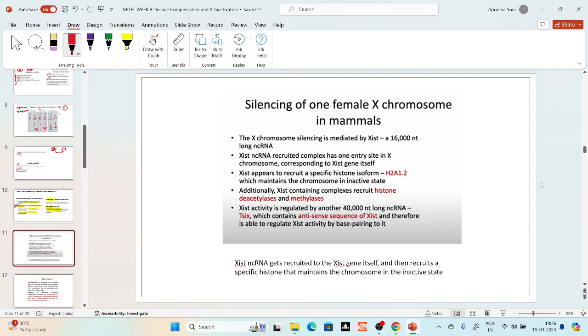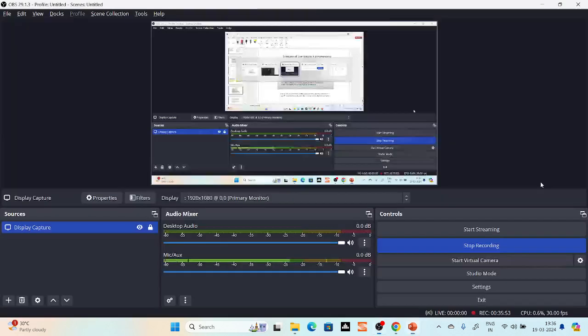Here comes the role of RNAs. Ultimately, what we are studying is RNA biology. We are not studying cellular physiology here. So now comes how we can relate X chromosome inactivation and dosage compensation with RNAs. The point is that X chromosome inactivation takes place with the help of a non-coding RNA, specifically a long non-coding RNA, which is known as XIST.